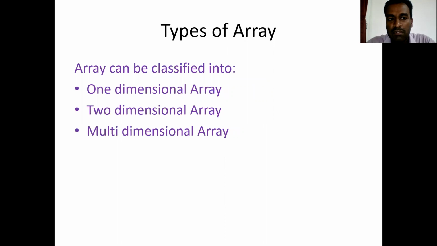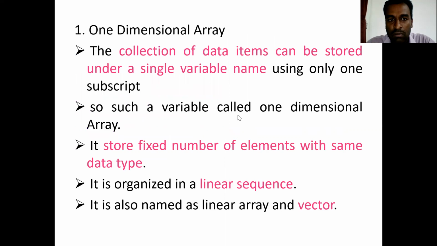We have different types of arrays: first, the one-dimensional array, then the two-dimensional array, and the multi-dimensional array. So let me discuss the types of arrays. First, the one-dimensional array. So what is a one-dimensional array? A collection of data items can be stored under a single variable name using only one subscript.